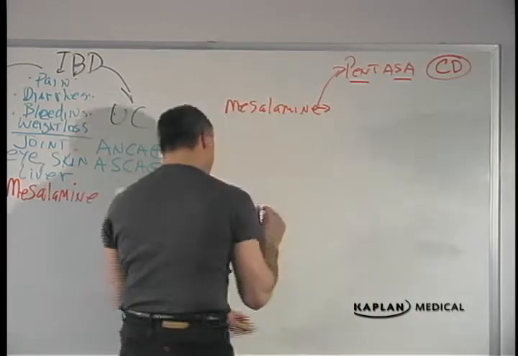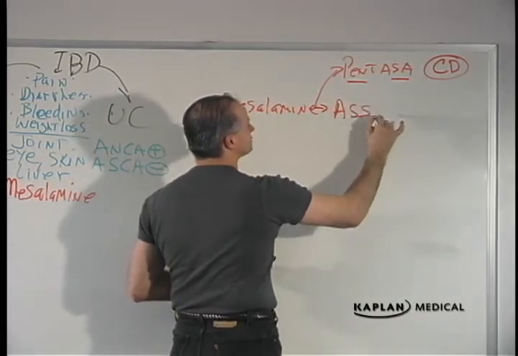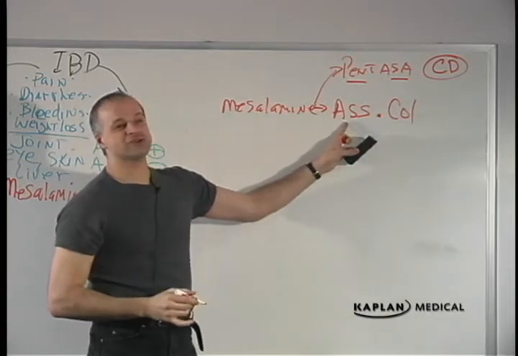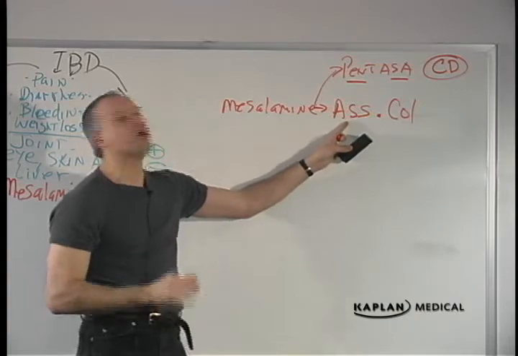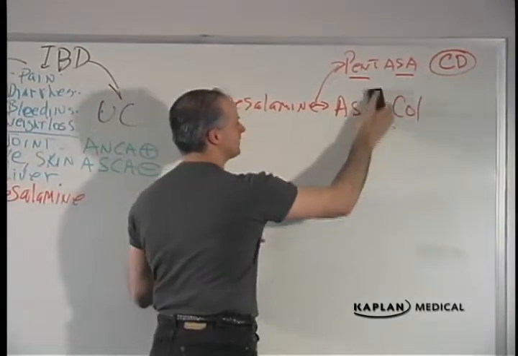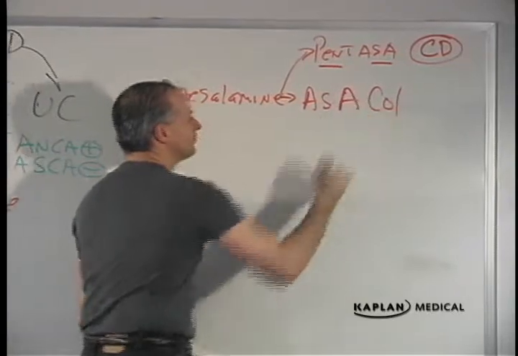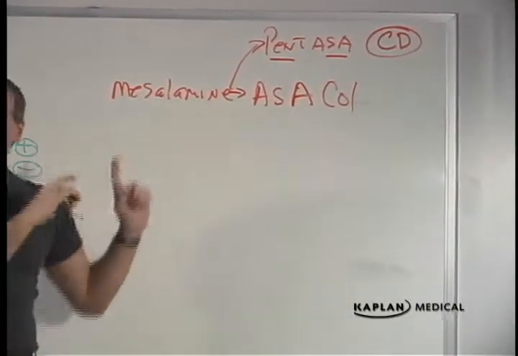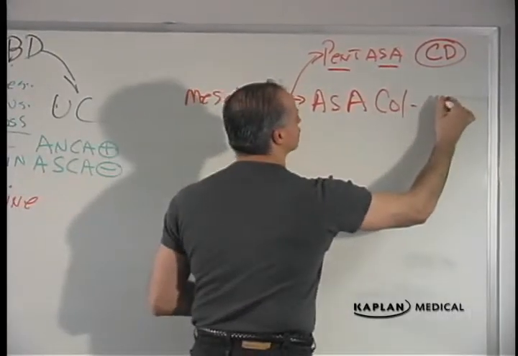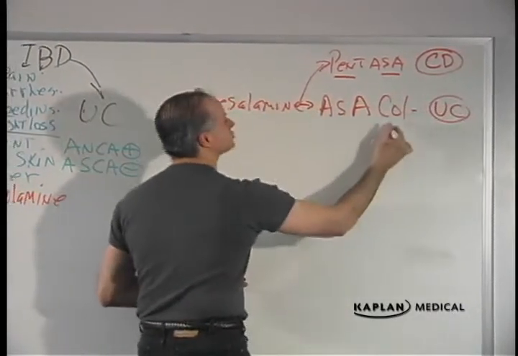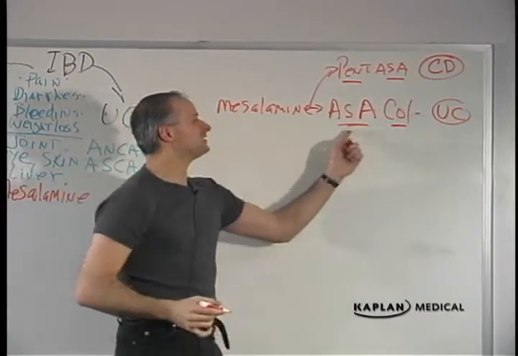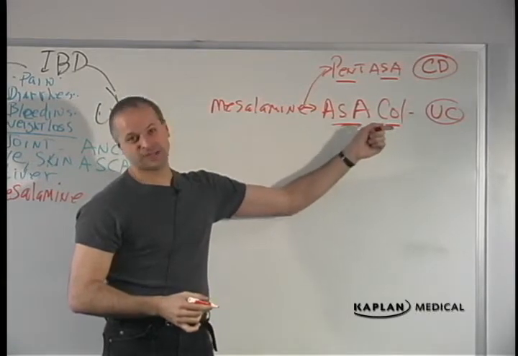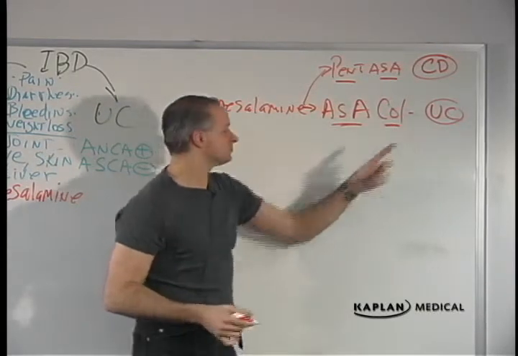Now, what about Asacol? What part of the bowel do you think that works for? It works for ulcerative colitis. Why? Because it's colonic ASA. ASA for the colon. Acetyl-salicylic acid for the colon, or Asacol. It works in ulcerative colitis.